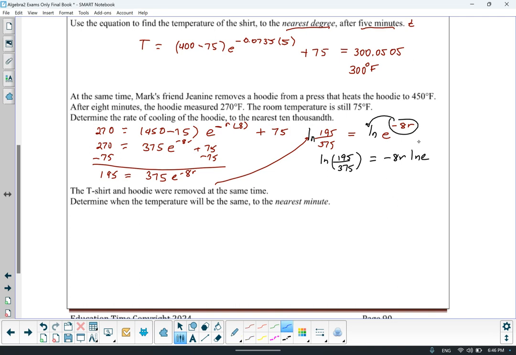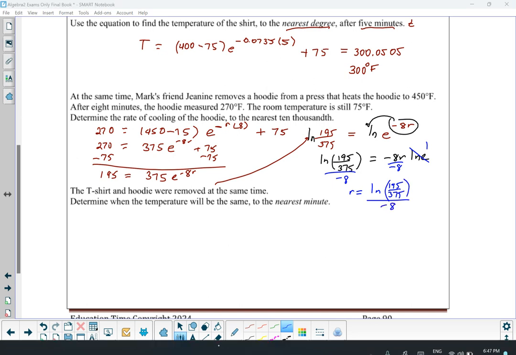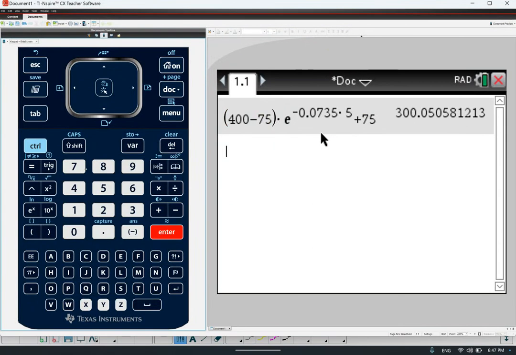You can memorize it or you can type it in the calculator and you would see that. So that makes the arithmetic easier because now I can really ignore the 1 and just divide both sides by negative 8. So in your calculator, you're going to type in ln of 195 over 375, that's the argument, divided by negative 8. So let's enter that in the calculator.